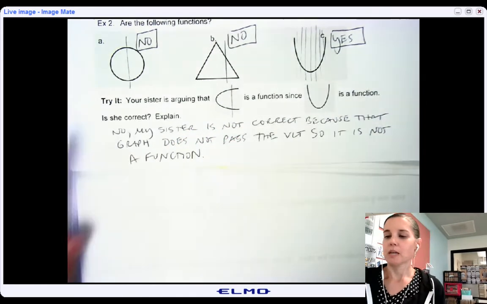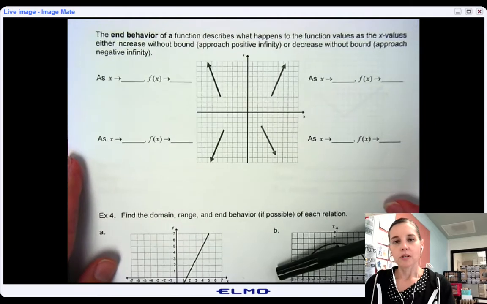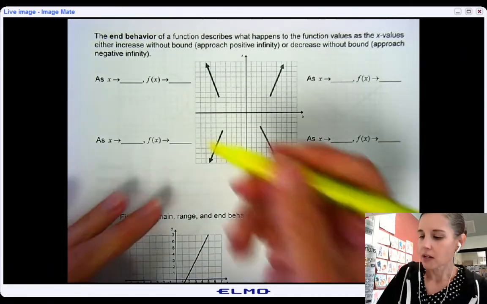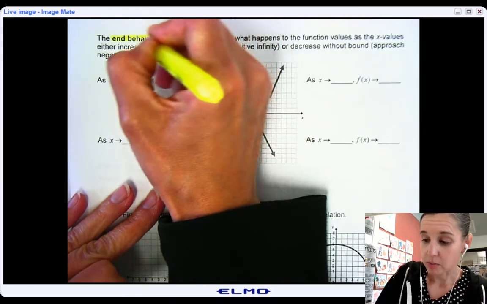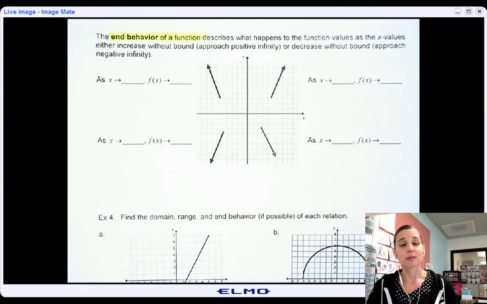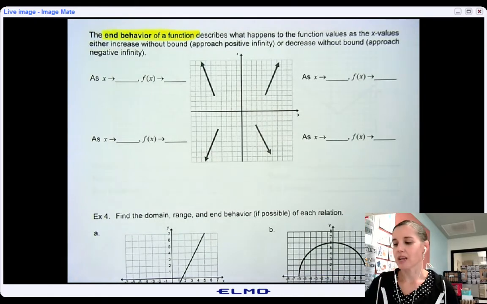Okay, let's keep going on with this lesson. We're now going to talk about end behavior. This right here says end behavior of a function. So please realize two important things there: end behavior, and also it has to be of a function. If you don't have a function, you're not going to be talking about end behavior.